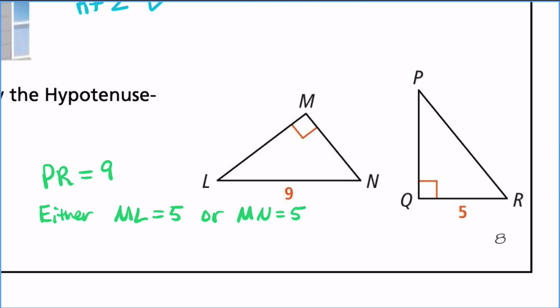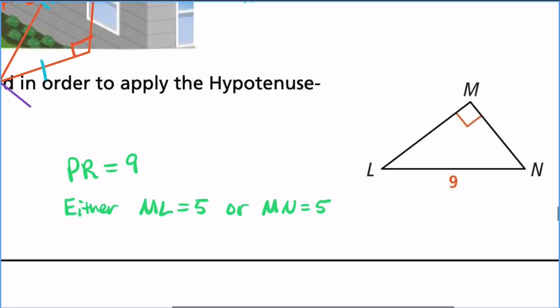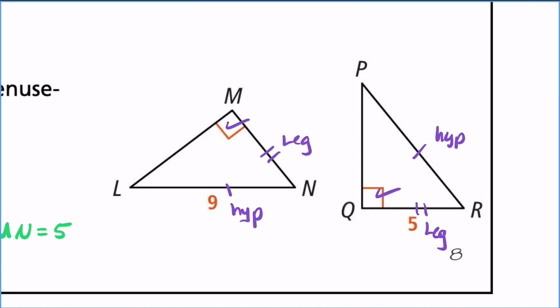Visually, MN looks like the side we'd be working with. It does look like the shorter side, and it looks like it matches QR. But again, in geometry, we can't make those assumptions visually like that. So we are going to say that either side ML or MN will have to be 5. That would give us the congruent leg, the congruent hypotenuse that we're looking for, and then my right angles that are there.